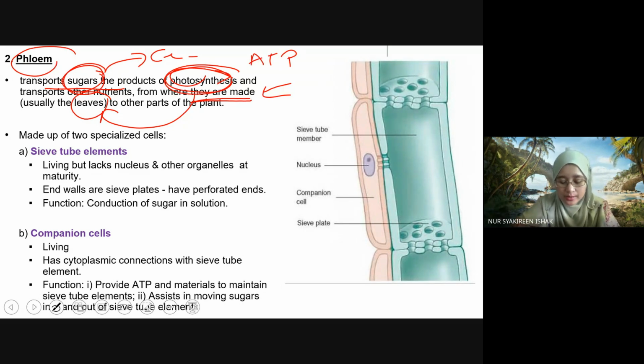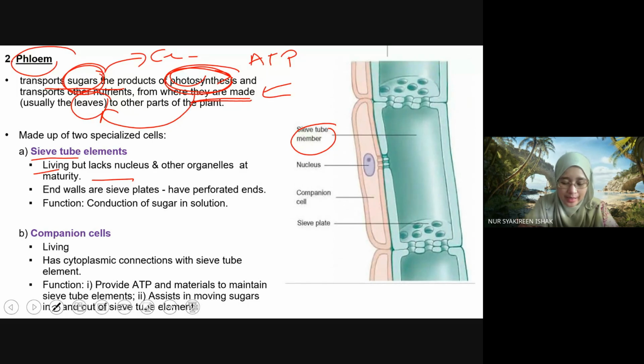Okay, so the phloem is made up of two specialized cells. So remember, like the xylem has two types of cell, the phloem also has two types of cell. If you look at this diagram here, one of the cells of the phloem is the sieve tube element. So if you look here, this is the sieve tube element. It doesn't have a nucleus. Okay, it is a living cell that is alive, but it doesn't have any nucleus and other organelles at maturity.